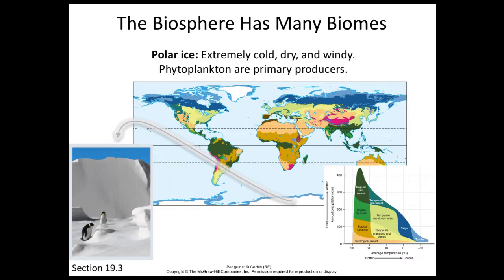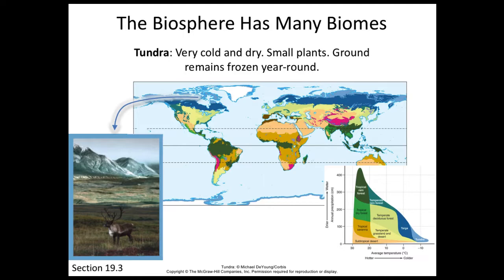Polar ice biomes are extremely cold, dry, and windy. Phytoplankton are the primary producers. Our next biome is tundra. Tundra is very cold and dry, and it's able to support some small plants. In the previous polar ice, there were no plants, but we do have a very short growing season in which plants can grow in the tundra. However, it's a very extreme environment because the ground remains frozen most of the year.